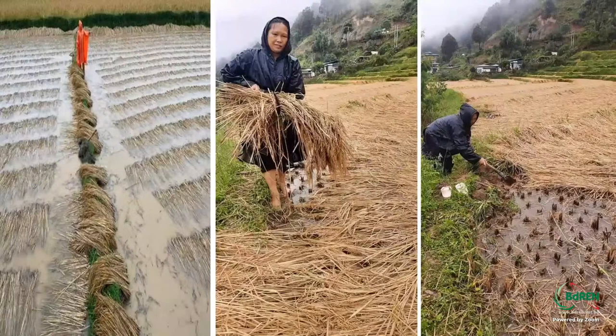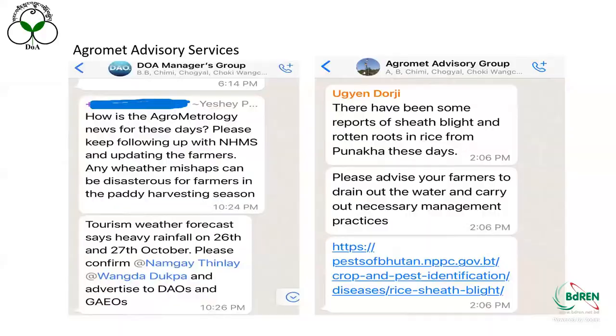Now, these are some of the snapshots from the paddy damage that we experienced last year. And coming to the AgroMet Advisory Services, right from the top, the concern is there. In fact, if you look at the message on the left, it's a message dropped on the WhatsApp group by the Honorable Minister of Bhutan, frequently asking the department about the status of the agromet program and how we are going to follow up with the National Center for Hydrology and Meteorology, and he didn't want to see any damage happening to the farmers such as last year.